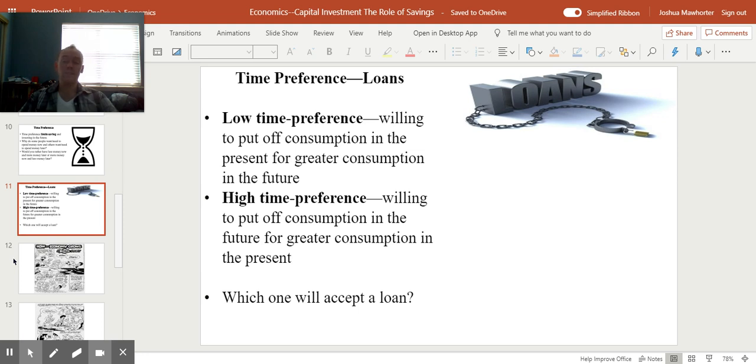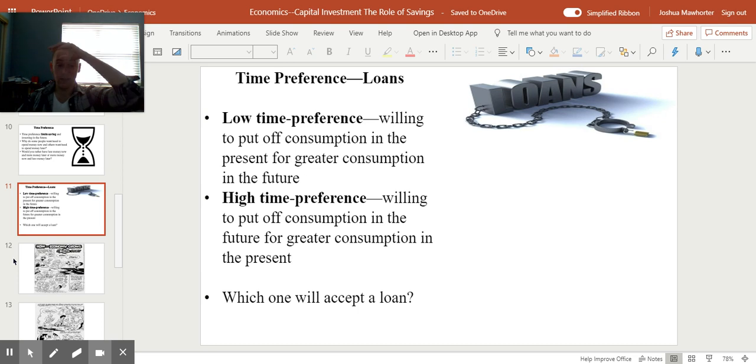Low time preference means willing to put off consumption in the present for greater consumption in the future. High time preference means willing to put off consumption in the future for greater consumption in the present. And both of these individuals can trade a loan because they see in it their mutual advantage in one person getting something now, one person getting something later, even if it's kind of the same good. So the low time preference would be the person or the individual or the institution willing to give a loan. They're willing to give up money now to let someone borrow it, at interest.